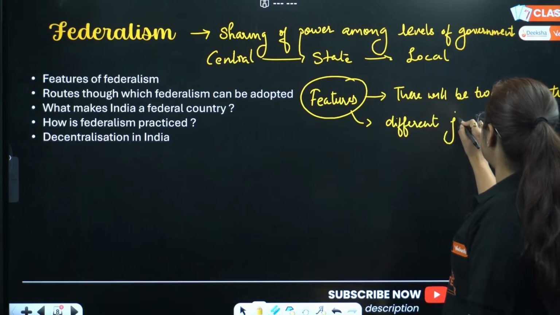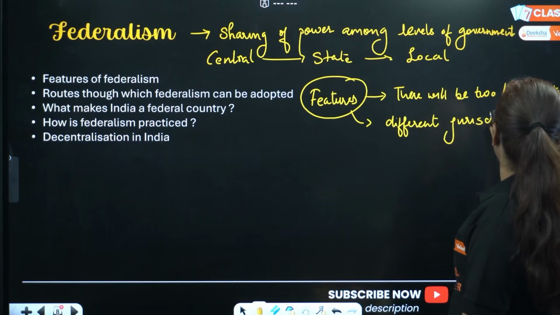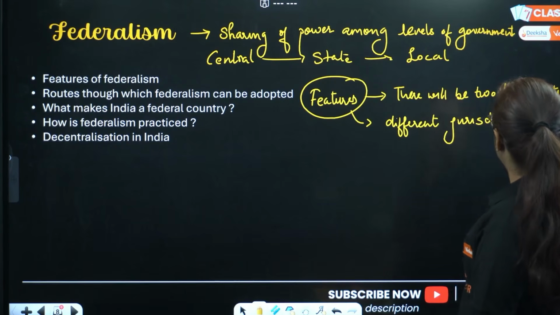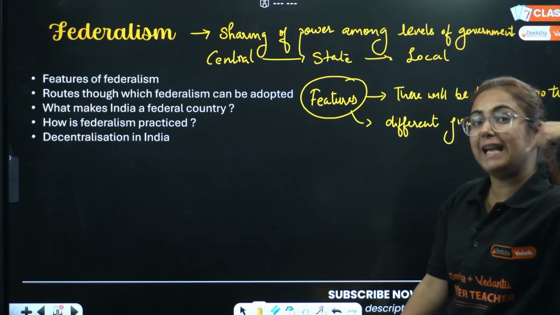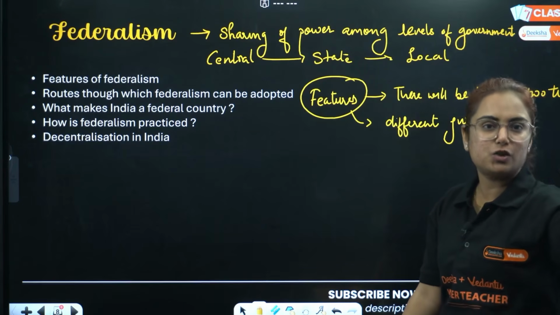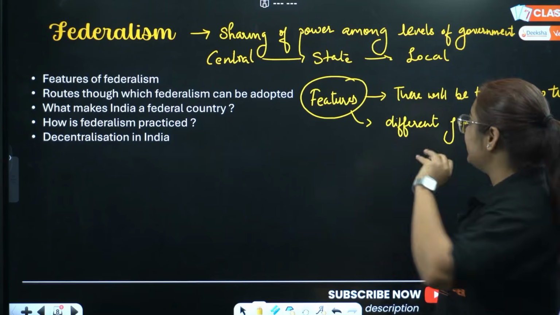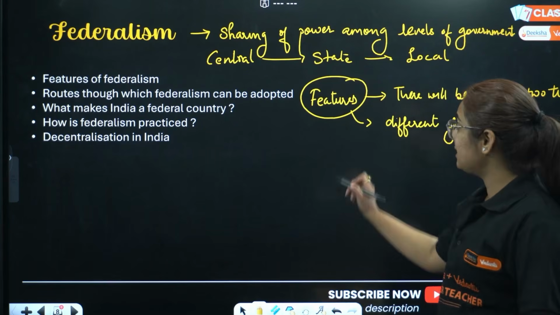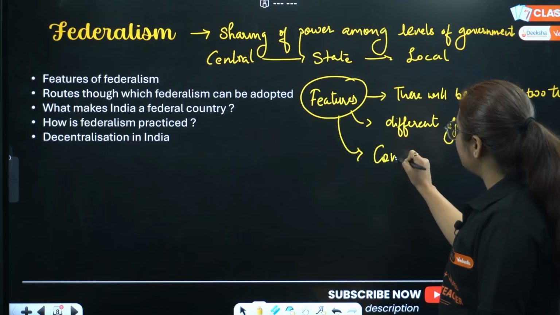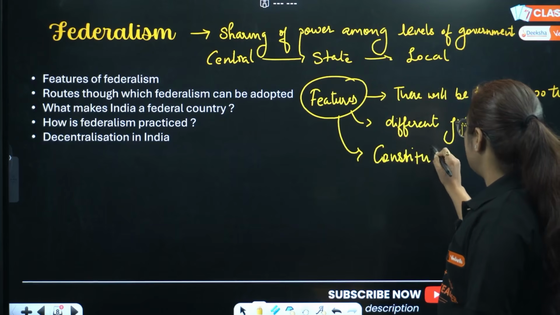Now, what is jurisdiction, guys? A difficult word with an easy meaning. Work area. What is the work performed by these levels? In which area is the work performed? This is the actual meaning. So they will have different jurisdiction. Where are these jurisdictions written? In the Constitution of India.